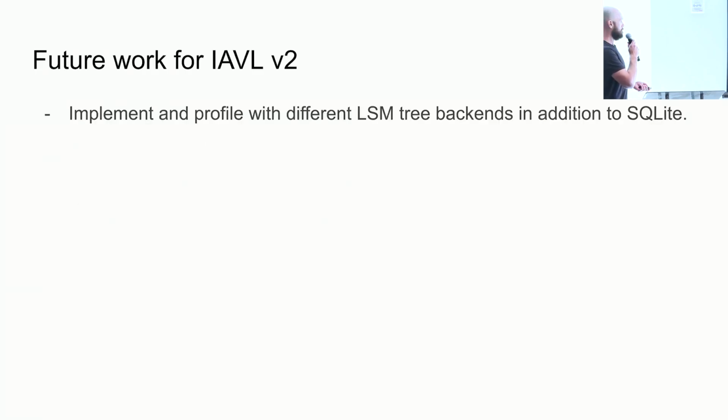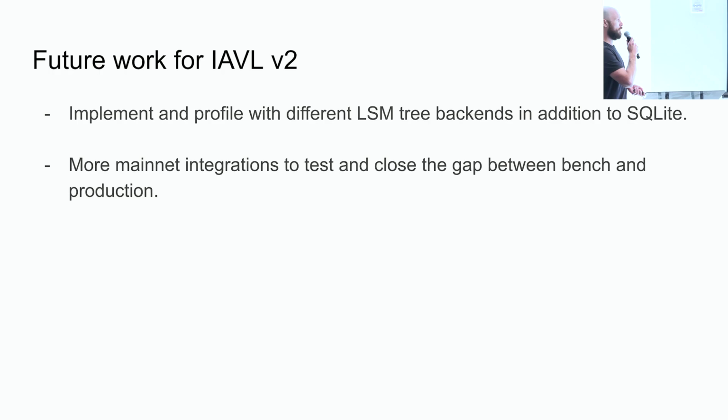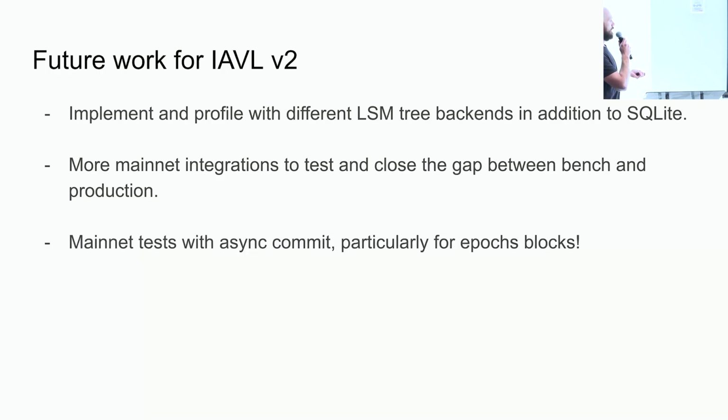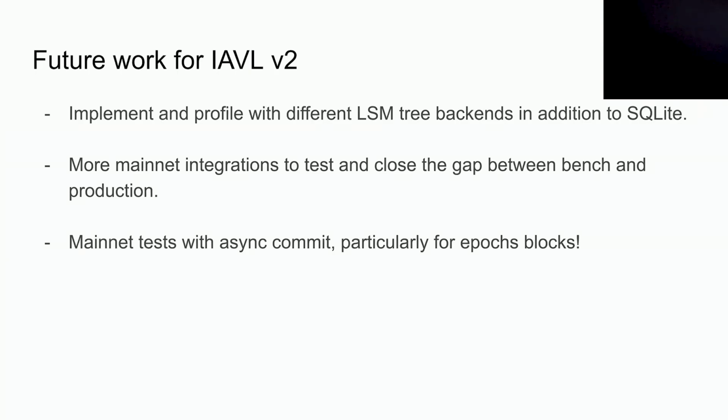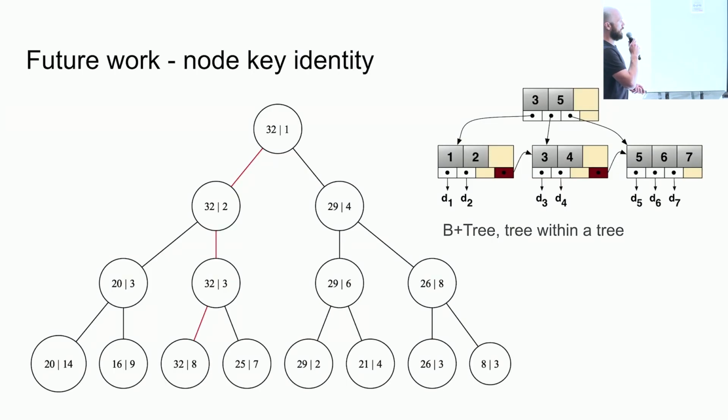Okay, so next steps. I would like to implement and profile an LSM tree. I'd like to do more mainnet integrations to close the gap between the bench and production tests. I'd like to do mainnet tests with async commit, particularly for the epoch blocks. I didn't get a chance to test that. It was implemented after. Okay, and this is what I think I would like to do next. A little bit hard to explain because it's still in the ideation phase.